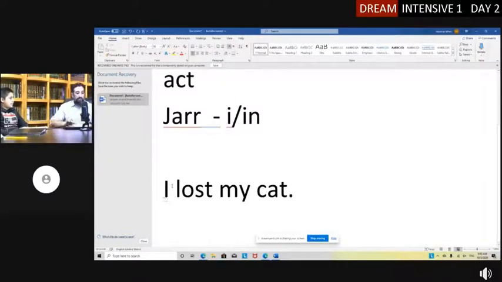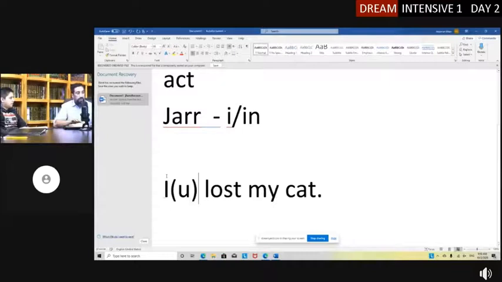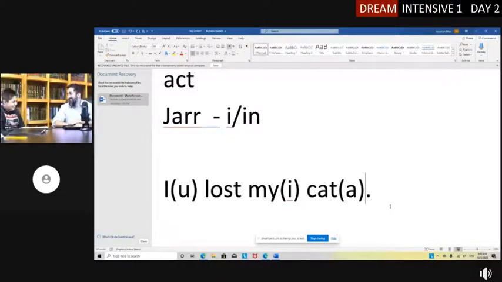Now, what sound should rafa' have next to it? Ooh. Okay. And jar, what sound goes with it? E. Good. And nasab, what sound goes with it? So if I was saying this in Arabic English, I would say, ayu lost my kata. That's actually how you say it.